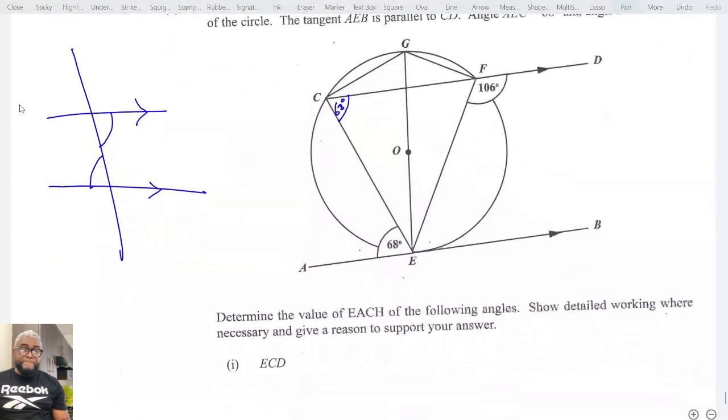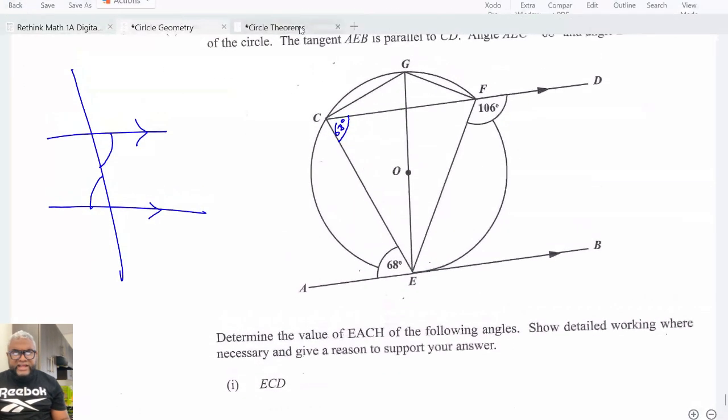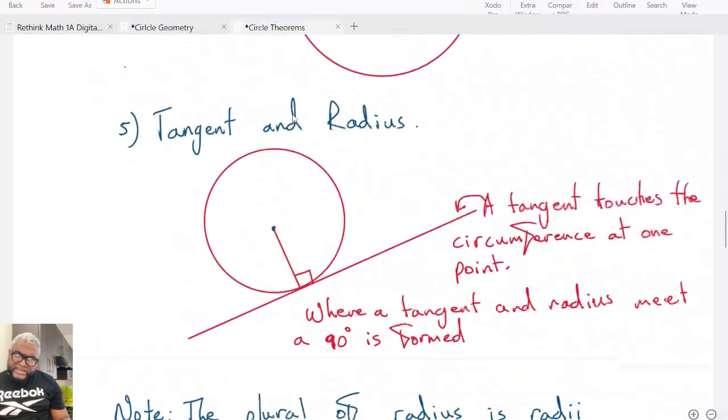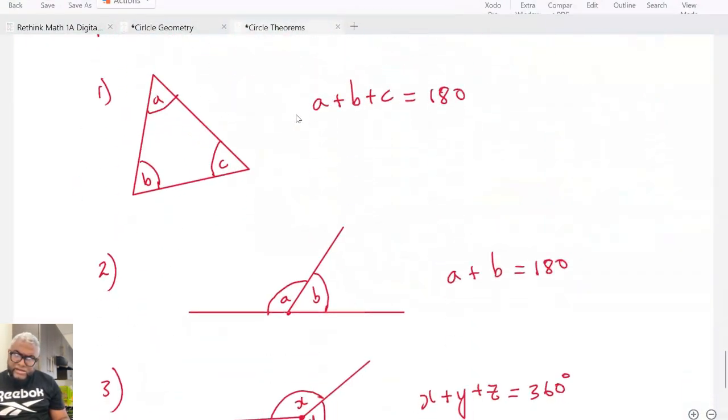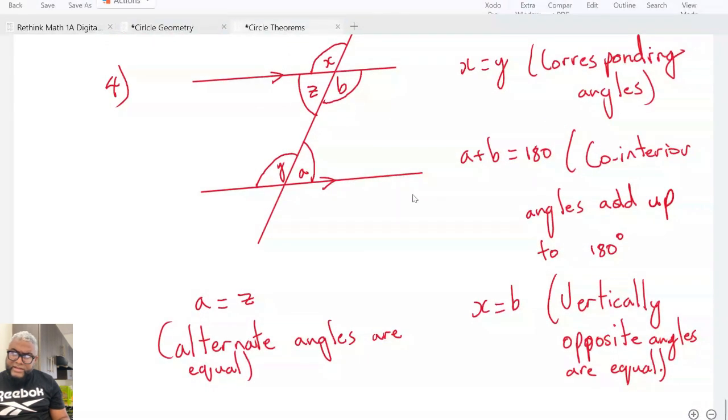Did I give that last day? I think I gave that. Look at them here, brothers and sisters: A is equal to Z. Alternate angles are equal. I just give everything, you know, because I care.